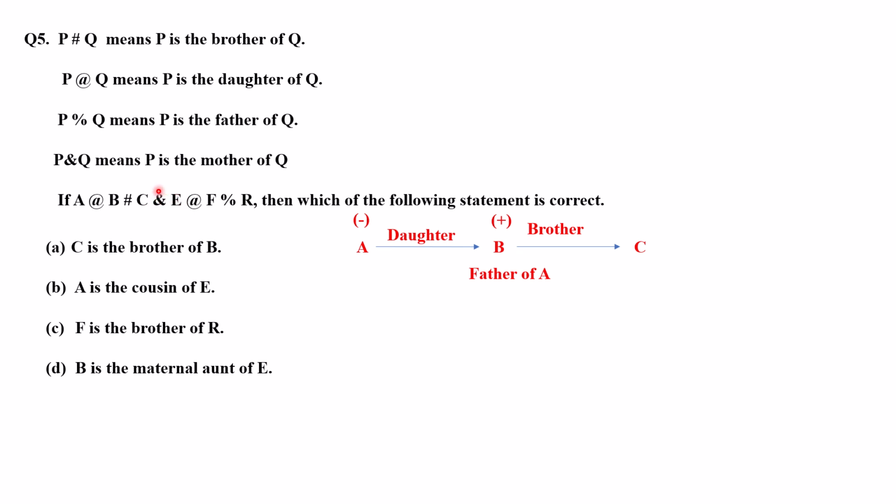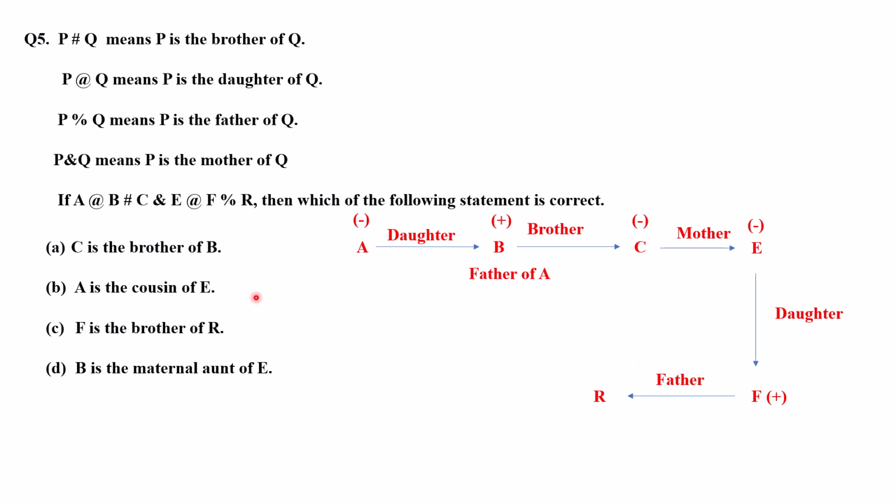Now next is C @ E. The meaning of this is mother. So C is the mother of E, and as C is a mother, C will be female. Next is E at the rate F. The meaning of at the rate is daughter again. So E is the daughter of F, and at the end, F % R. Percentage means father, so F is the father of R. So my diagram is now ready.